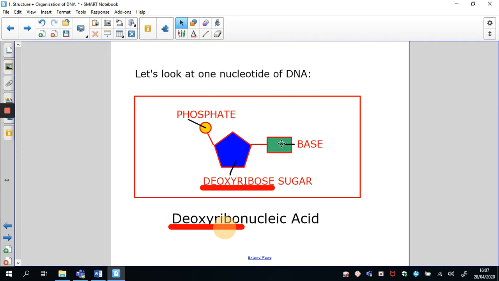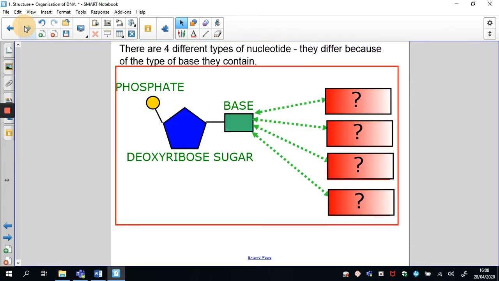Now, you already know a little bit about bases from National 5, but you didn't need to know all the specific names of the parts. So remember, this is one nucleotide. Okay, now, the phosphate is always just a phosphate, the deoxyribose sugar is always a deoxyribose sugar, but the base could be one of 4 different types.